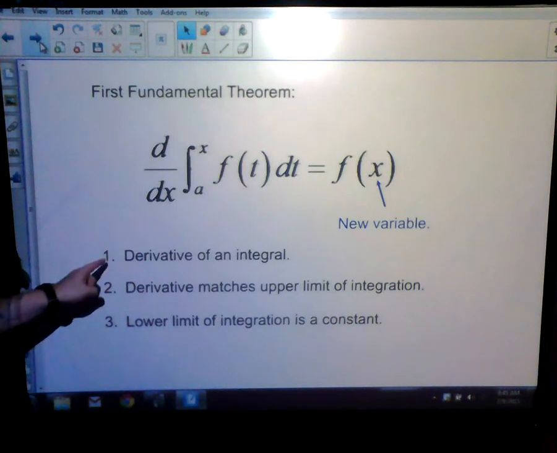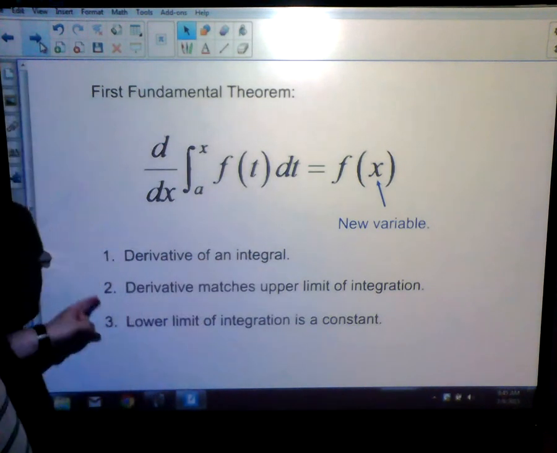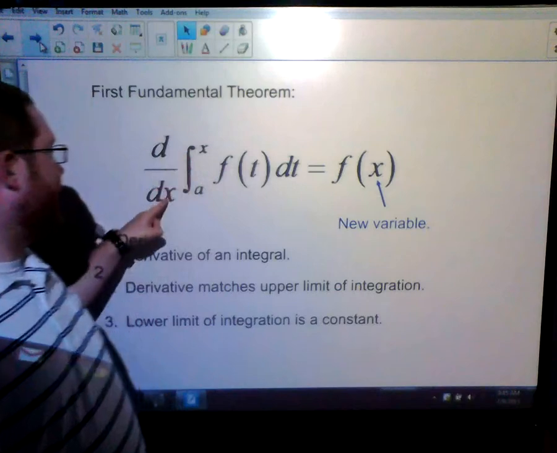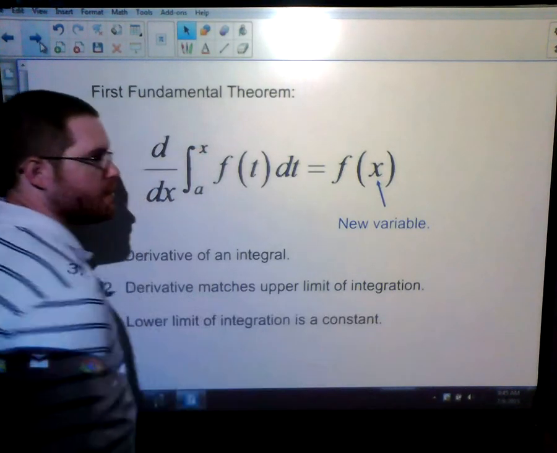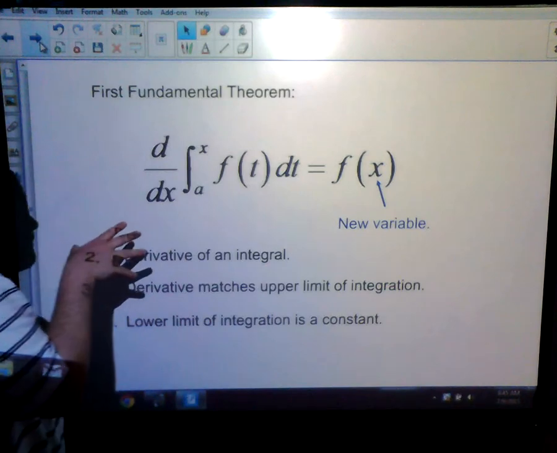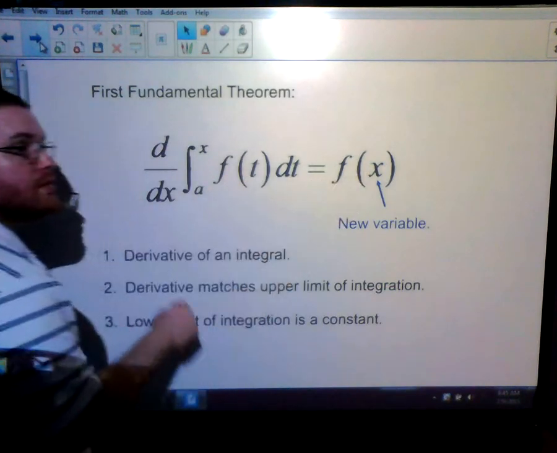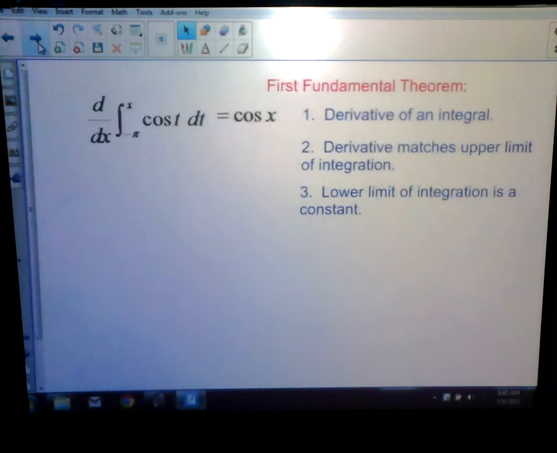Three things. Has to be the derivative of an integral. The top has to be a variable that matches the derivative, so x and x. The bottom is a number, a constant. So then what do I do? I just change the t to an x. Let's take a look at this.